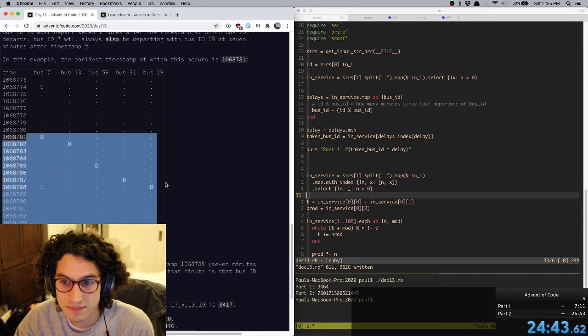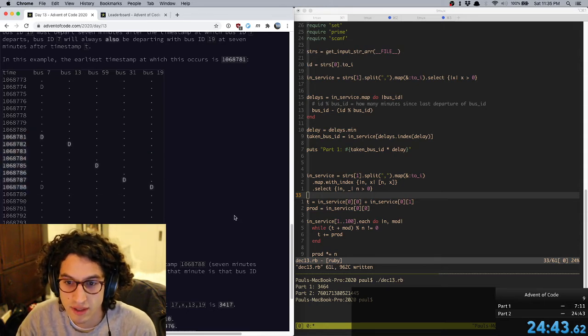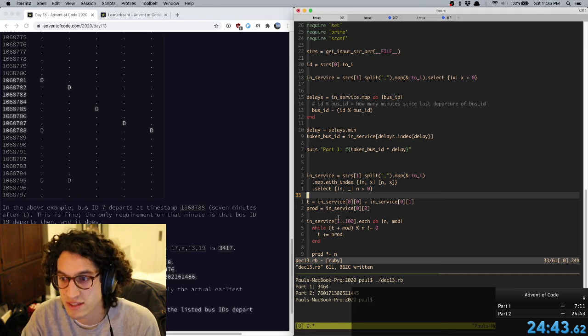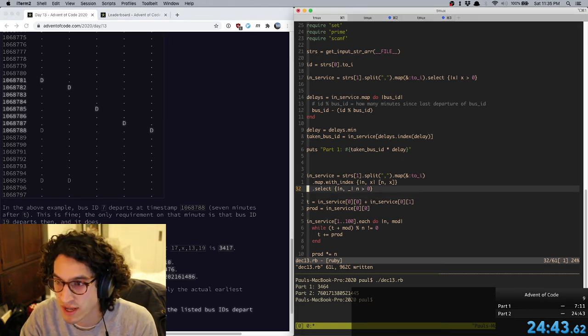Cool. So that's what we are looking for. But this is going to be a super high number, so we need to be intelligent about how we look for this number. So we're basically doing some Chinese remainder theorem.